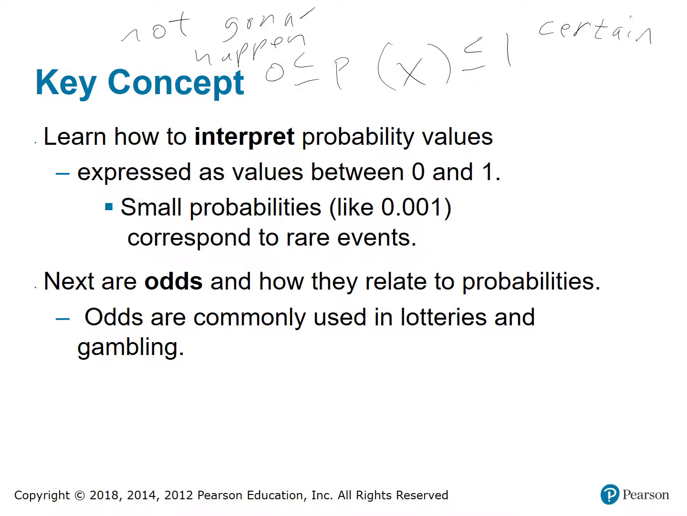So next we're going over odds and how they relate to probabilities. Odds basically are a ratio of the probability of an event versus the probability of the event not occurring. Usually they're expressed as a ratio of 2 whole numbers.